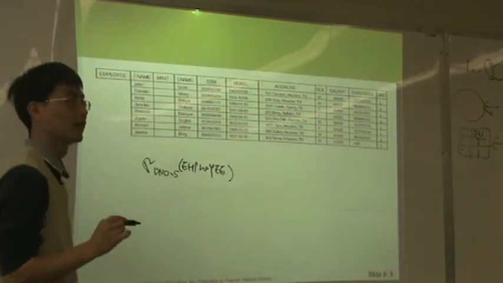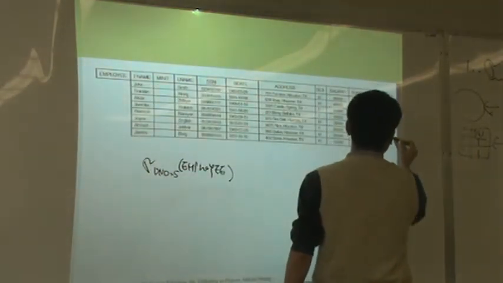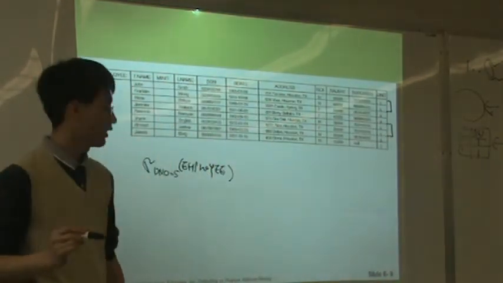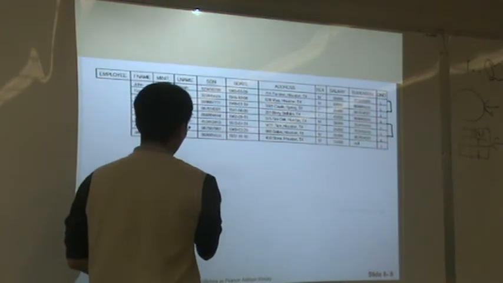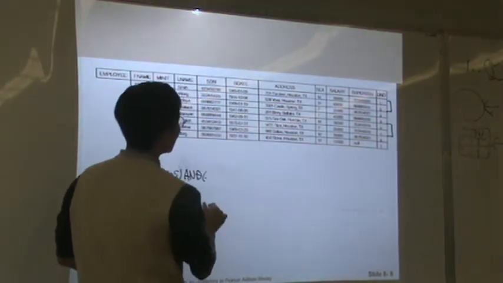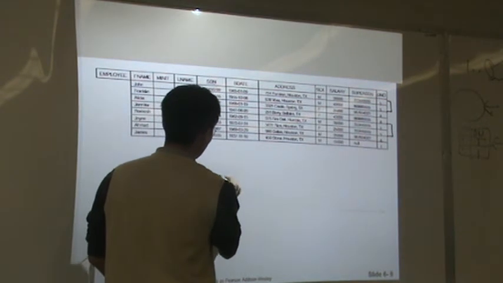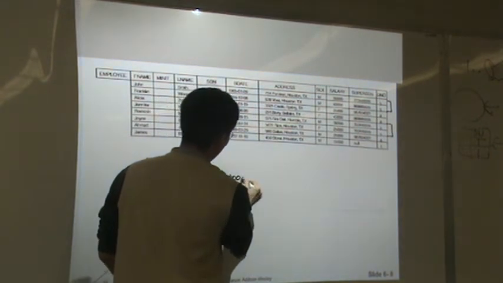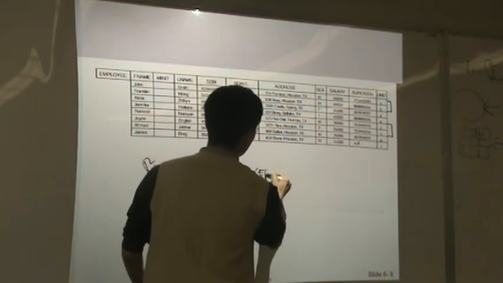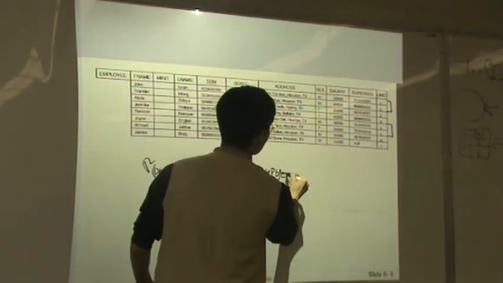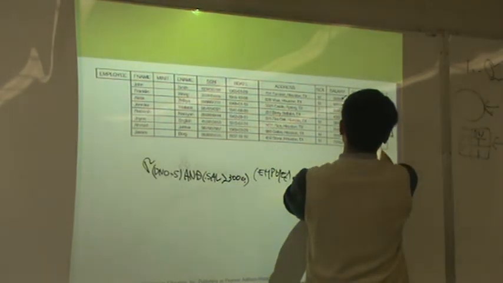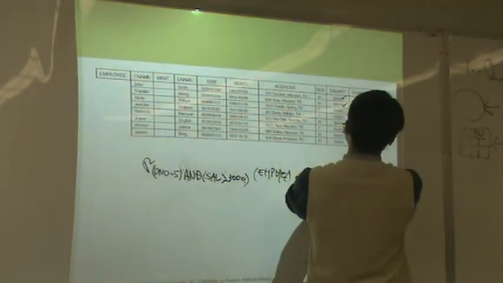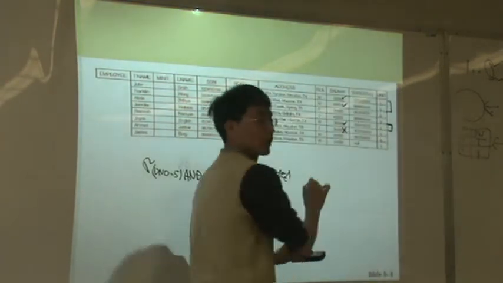Equal to 5. Then only this and this will be returned. If we want to add more conditions, like DNO equal to 5 and the salary is higher than or equal to 3,000, it will be this one, this one, this one, but not this one. So this one will be returned.